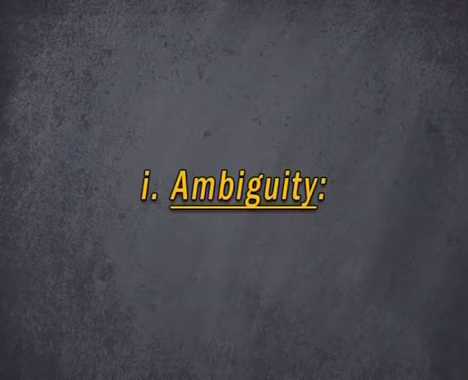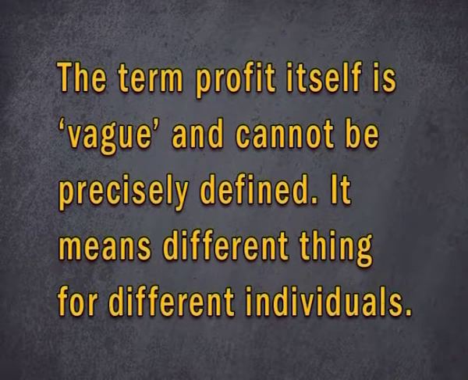Number 1, ambiguity. The term profit itself is vague and cannot be precisely defined. It means different things for different individuals. Again, ambiguity arises when we consider the profit either to be a short-term profit or long-term profit, whether to consider profit before tax or after tax, whether it is the operating profit or earnings available for shareholders, and so on.